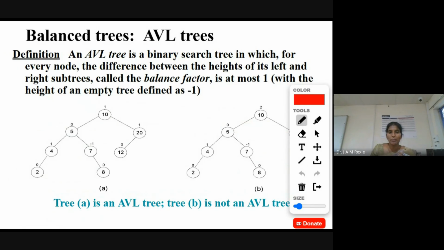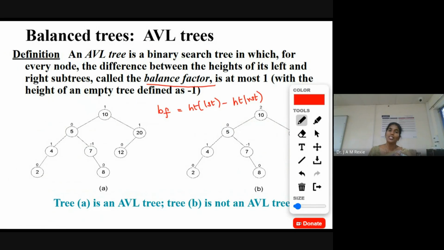For every node, we calculate the balance factor, and the balance factor of every node should be 0, 1 or minus 1. That is the main condition we have here. The balance factor is the difference between the heights of the left and right subtree, and that should be at most 1. We usually calculate it as the height of the left subtree minus the height of the right subtree. This is the formula for the balance factor.